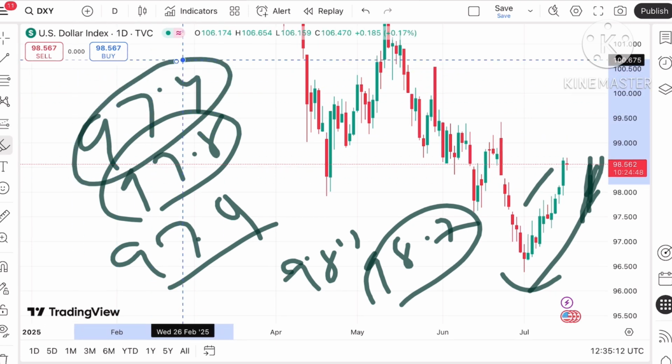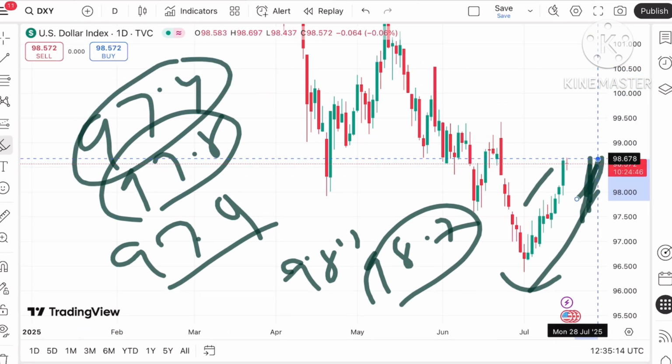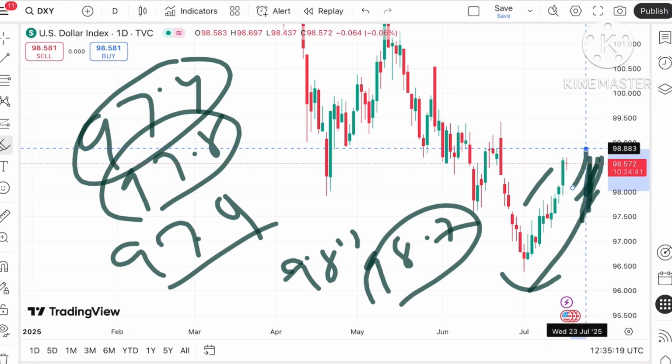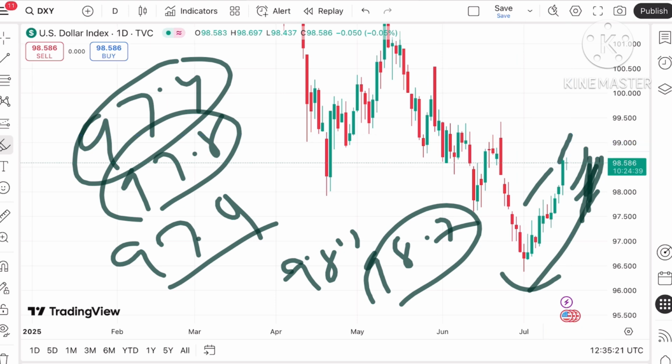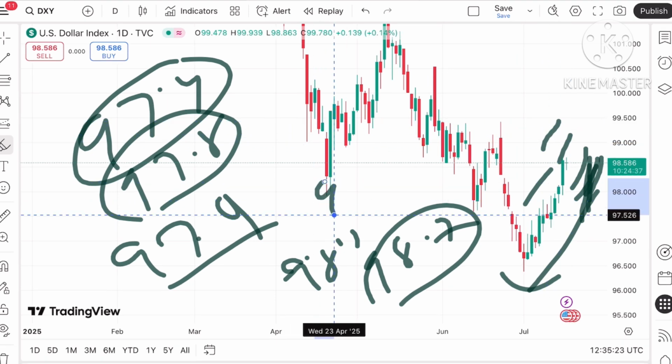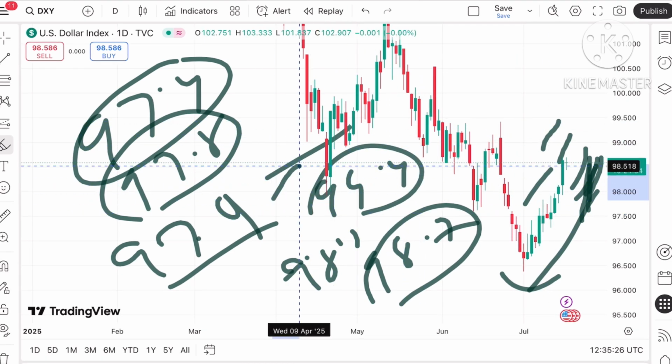Okay, but if the price keeps sustaining above this level, it can cross a level of $97.8, and from there, if it starts going up this level, it can move towards 98.8, then to a level of 99.1, and from there a level of 99.4, and this is already being tested.